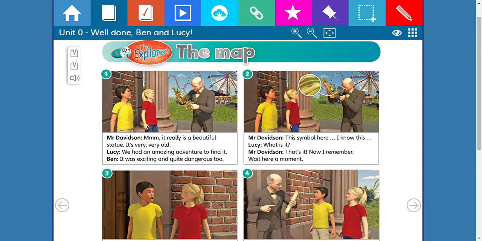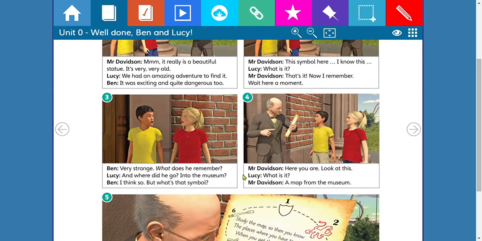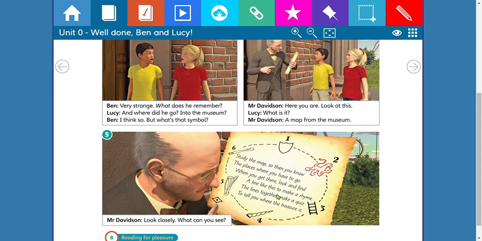The statue, do you know what this means, statue? Statue is a carved thing. Maybe we can carve an animal, we can carve a flower, anything. Carved thing, okay? Look, this is the statue, okay? Now, here, look, Mr. Davidson left the children and went for the museum. Why? Because Mr. Davidson remembered that he has something. What is it? It's a map.